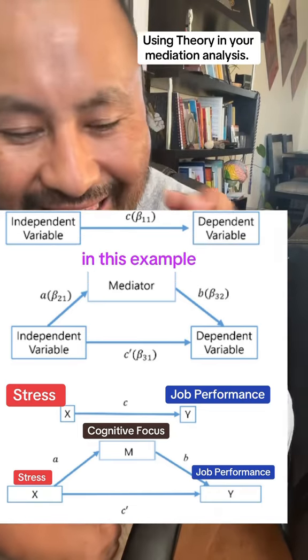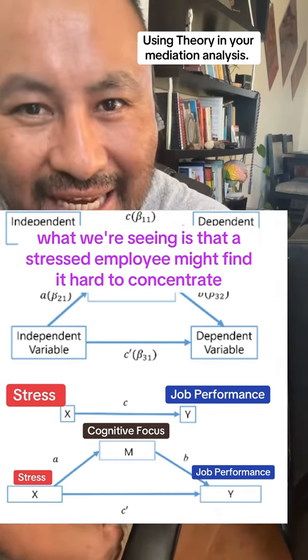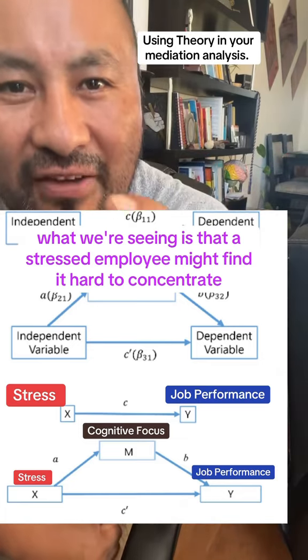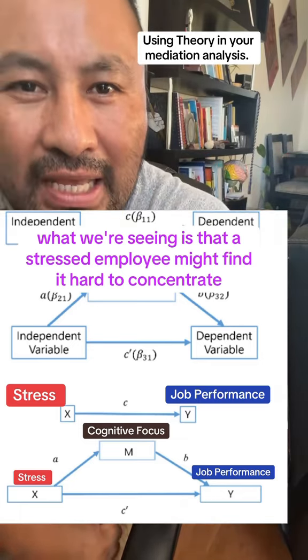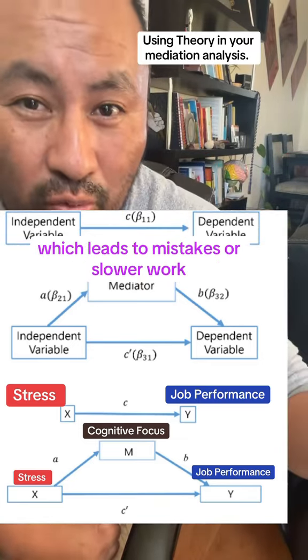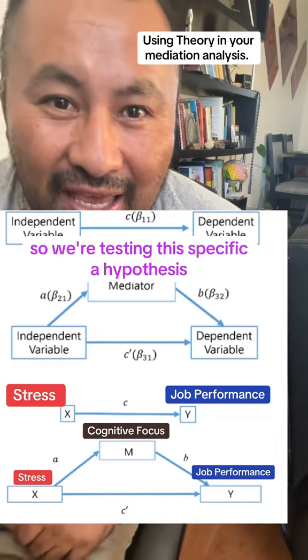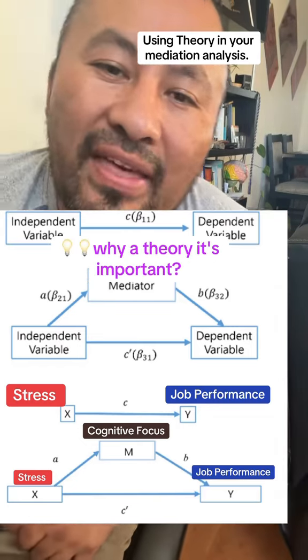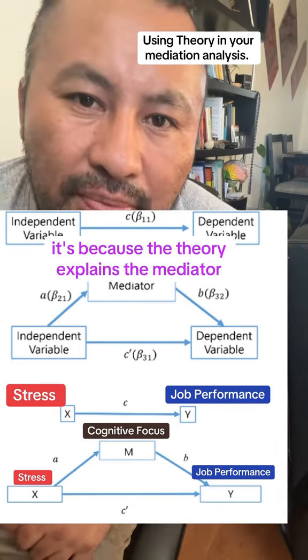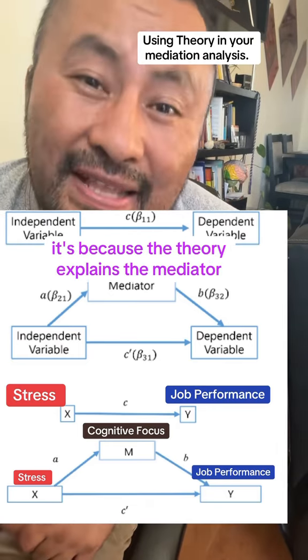Now, in this example, what we're saying is that a stressed employee might find it hard to concentrate, which leads to mistakes or slower work. So we're testing this specific hypothesis. Now, why is a theory important? It's because the theory explains the mediator.